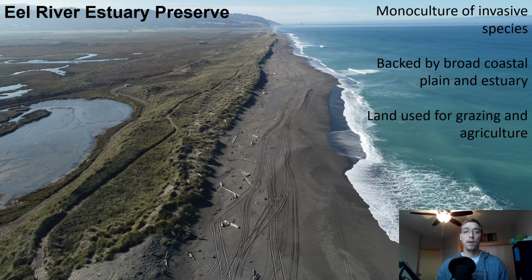species we talked about. It's backed by a broad coastal plain and estuary system. These are coastal features here. So it's very flat for a decent extent inward or inland from here. And then this land is used primarily for grazing and agriculture. Not on the dunes, but further landward.